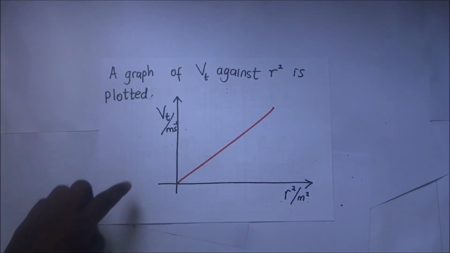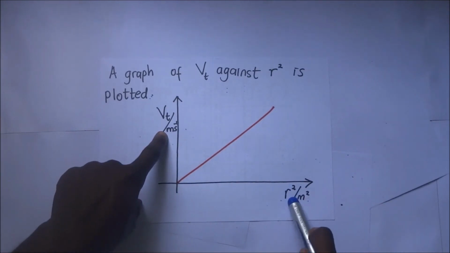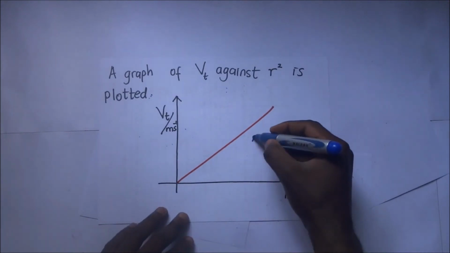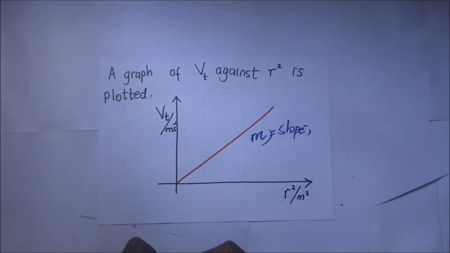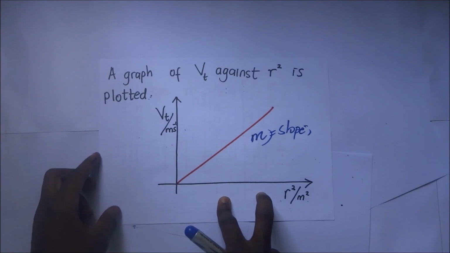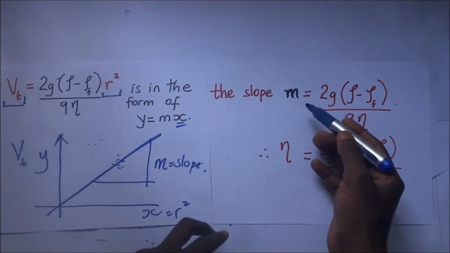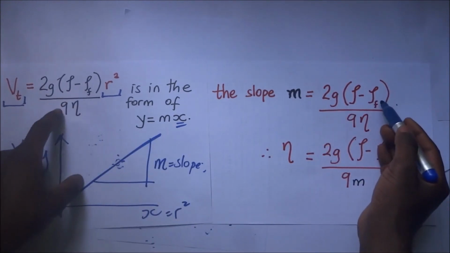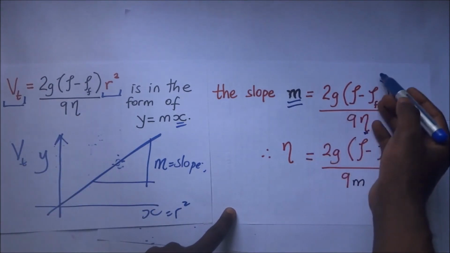We draw a graph of Vt, which is in meters per second, against R squared, which is in meters squared, and get the slope of that graph, which we shall call slope m. And this slope of the graph is equal to the expressions that are constant in our expression. Our value of m here is equivalent to 2g times this expression, divided by 9 times the coefficient of viscosity. So that is the slope. Our value of m is equal to this.